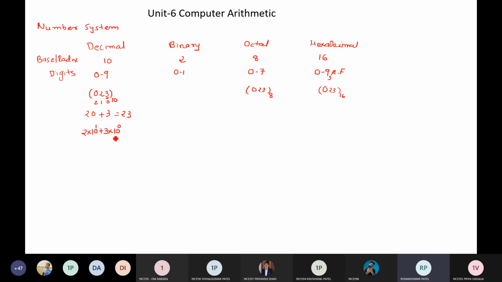Now first we will perform this multiplication. 10 raised to 0 is 1, 3 multiplied by 1, that is 3. 10 raised to 1 is 10, 10 multiplied by 2, that is 20, and if you sum this you will get 23. Here if you want to write this, then you can write like this: 0 multiplied by 10 raised to 2. So 10 raised to 2 is 100, but this is 0, so if you multiply with 0, it will give you 0.